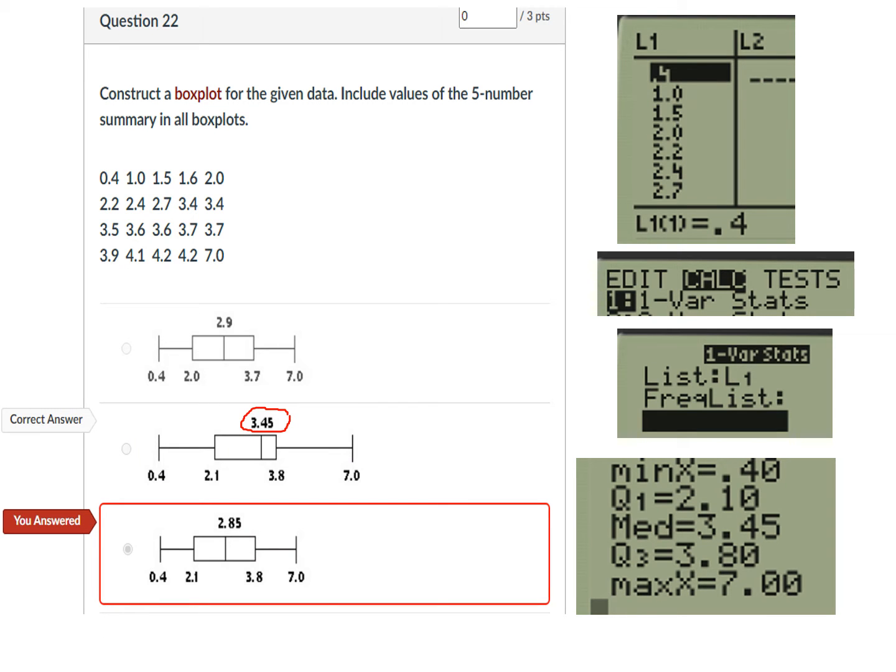Okay, I had an issue with the end of the first video, so I'm picking it up with number 22. Looking for a box plot. All right, 5 number summary.